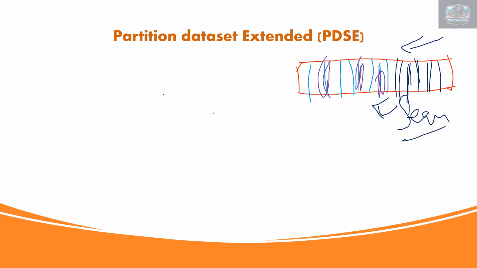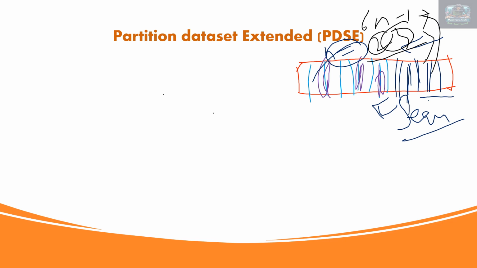And as I already told you, there is the n equals directory block parameter. What happens if n equals 2 or 3? As I told you, 6n minus 1, only that many members you can create in that particular PDS. But coming to this extended format, we do not have that issue.